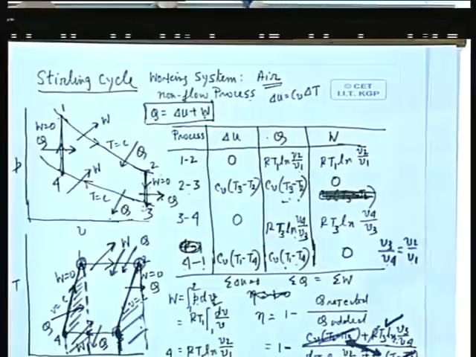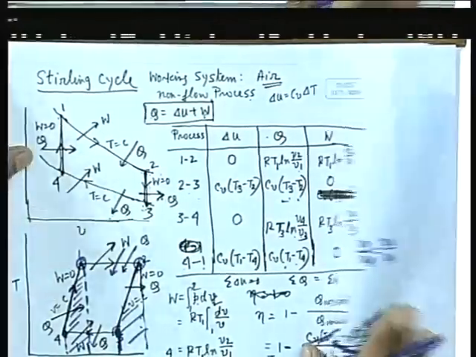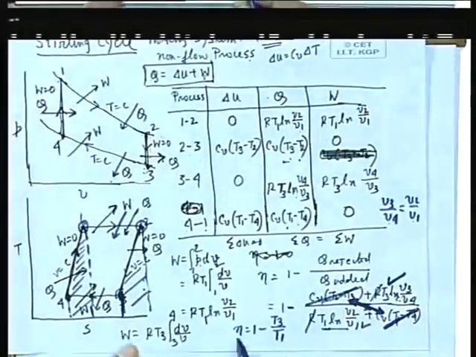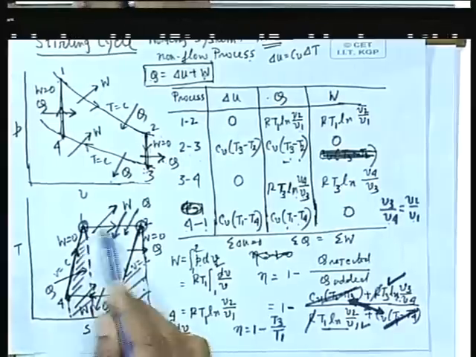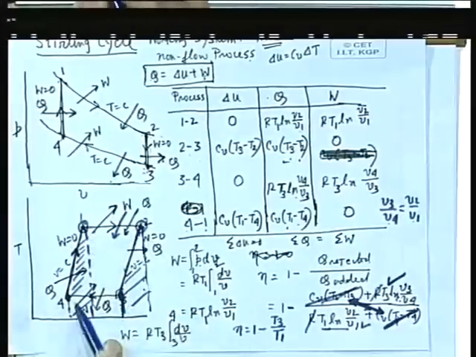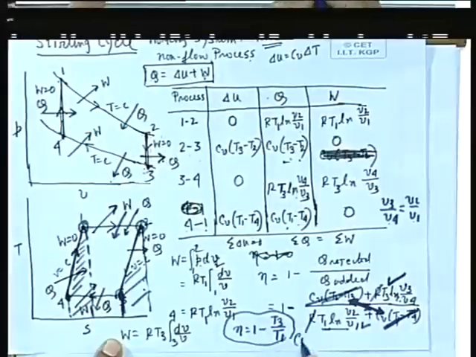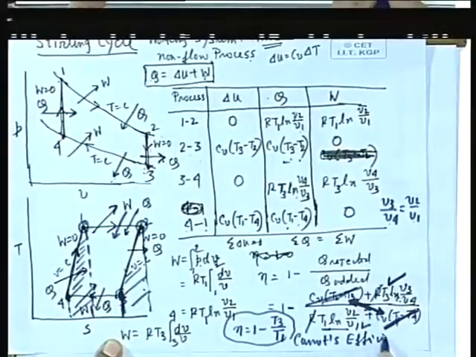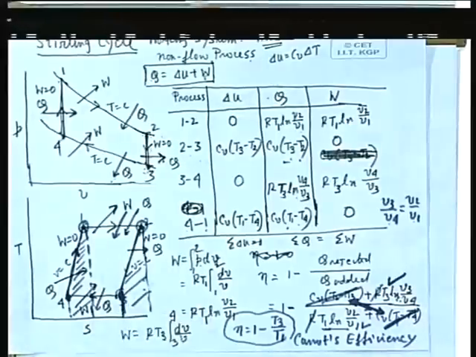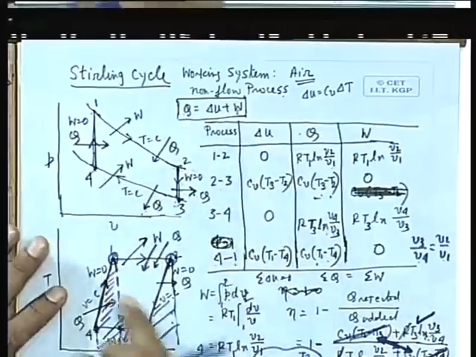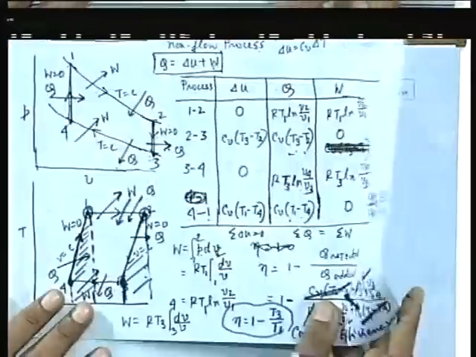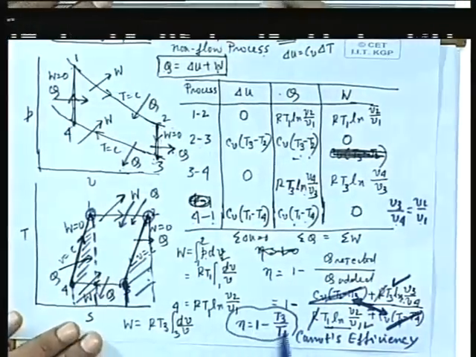So, eta becomes equal to 1 minus T3 by T1, which means that the efficiency equals 1 minus the minimum temperature of the cycle divided by the maximum temperature of the cycle. That is the Carnot efficiency. This is Carnot's efficiency. So, we see that by the concept of complete regeneration in a Stirling cycle, we will give rise to a thermal efficiency equivalent to the Carnot cycle.